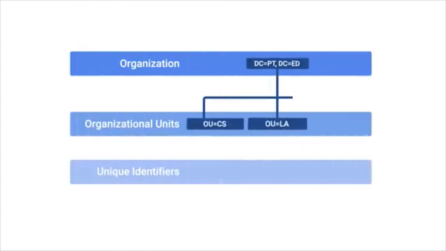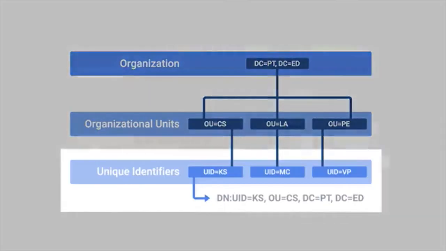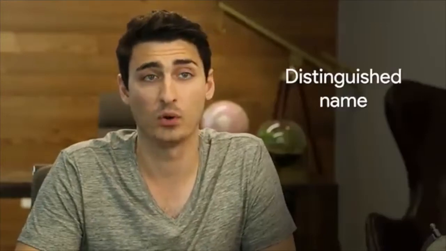This tree structure also allows for inheritance and nesting of objects, where attributes or properties of a parent object can be inherited by children further down the tree. Now, since it's possible for entries in the directory to share attributes, there must be a unique identifier for each entry. We call this distinguished name, or DN.